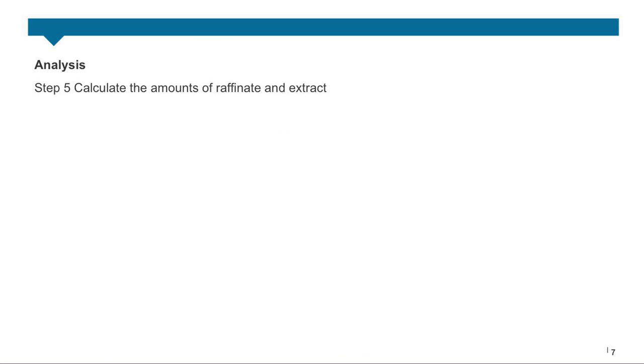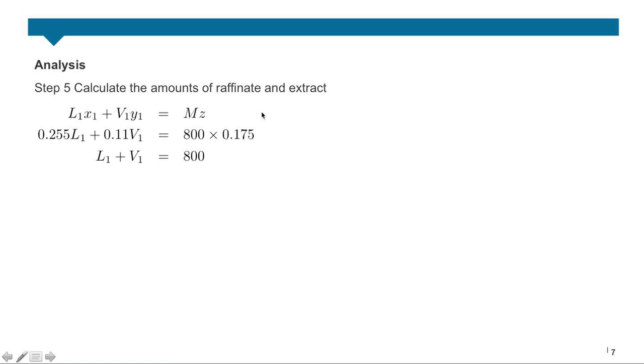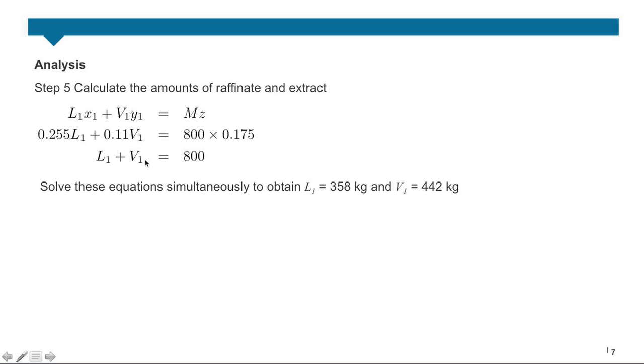The fifth step in the analysis is to calculate the amounts of the raffinate and extract. So we take those compositions and we substitute them back into the component mass balance and the total mass balance. We have two equations with two unknowns, L1 and V1, so we solve them simultaneously to obtain the amounts of the raffinate, 358 kilograms, and the extract, 442 kilograms. And just as an internal check of consistency, those two should add up to 800 kilograms, which was the mixture amount.